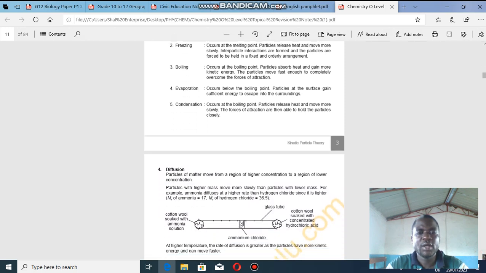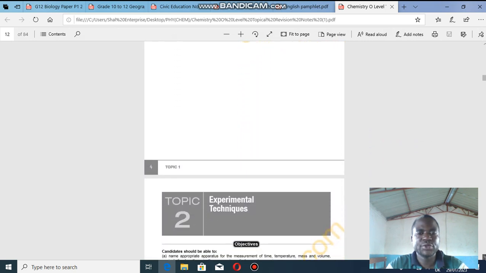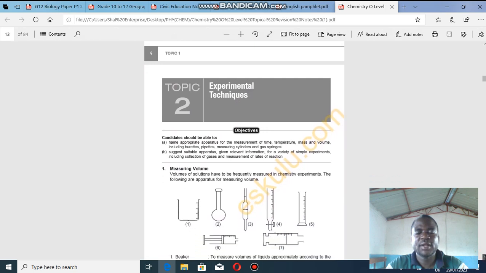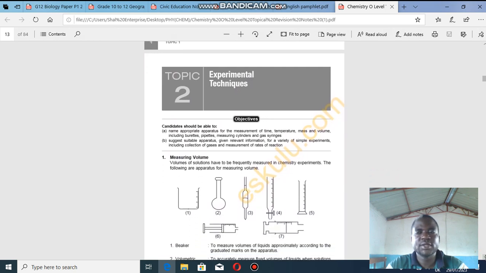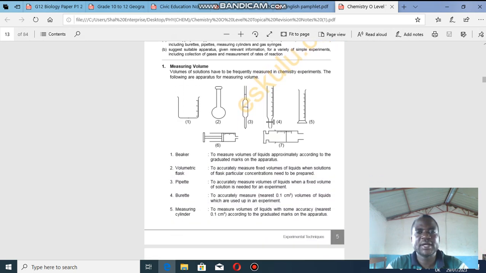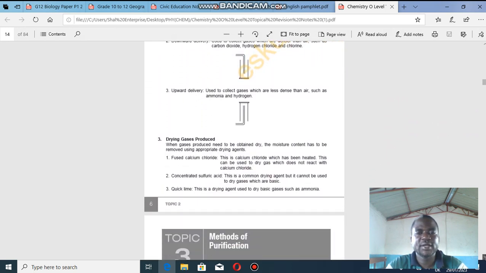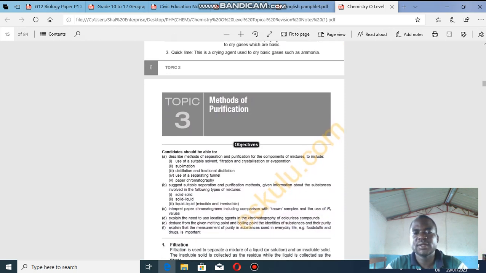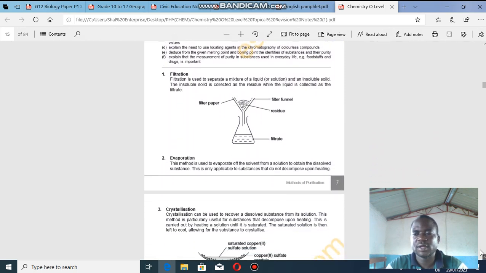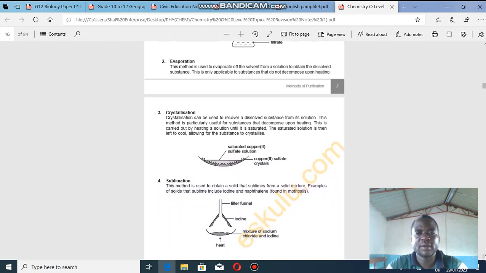So in the next lesson, we'll be talking about diffusion. Once we finish that, I'll proceed to talk about experimental techniques, where we need to study the pieces of apparatus and their uses. They bring such kind of questions, the collection of gases. Then in the next topic, purification. So we'll move faster. Topics will be coming maybe in full. So it's up to you now to practice, answer questions. That is what is remaining.